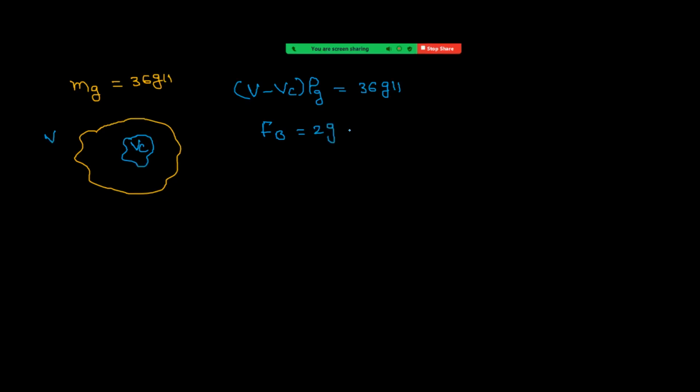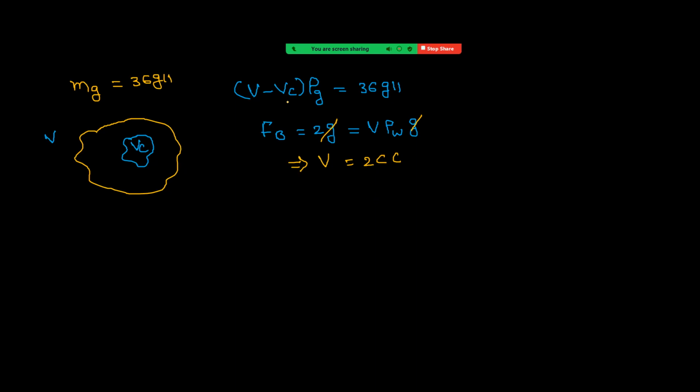Again, same buoyancy force equal to 2 gram weight. So 2 into g. And buoyancy force equals volume in water, which is the total volume V, into density of water into g. So this gives us the buoyancy force. Now see the calculation part. We can cancel g and g. Density of water is 1. So from this, total volume is equal to 2 cc.